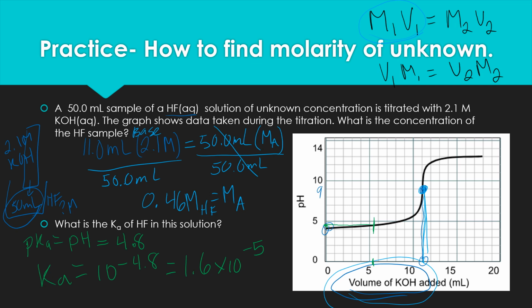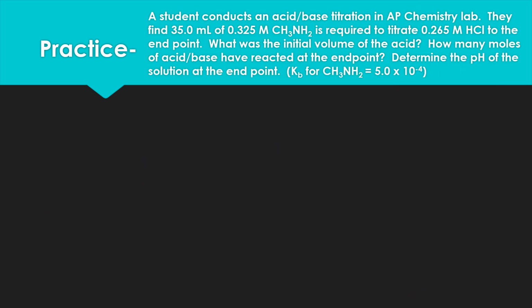So now we're going to take a look at how we do a titration problem when we don't necessarily have the titration curve. How do we find the pH, the equivalence point, that sort of thing? So it says a student conducts an acid-base titration in an AP chemistry lab. They find 35 milliliters. So let's do some underlining here.